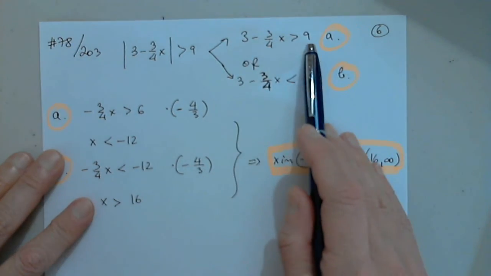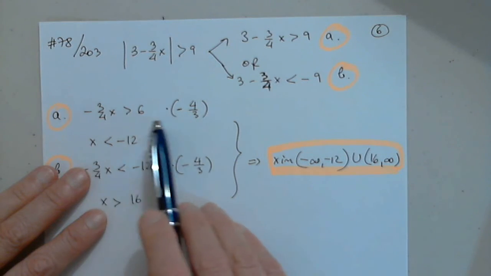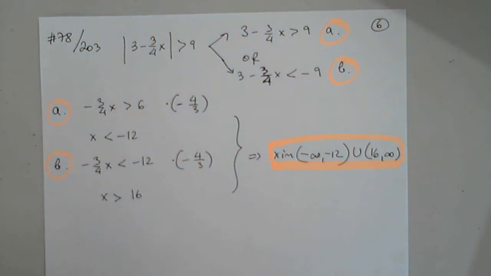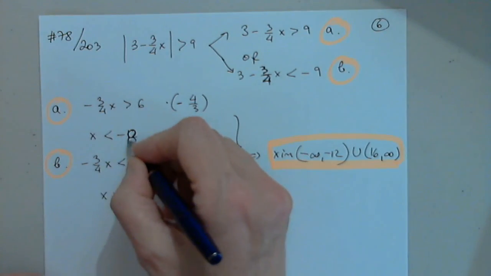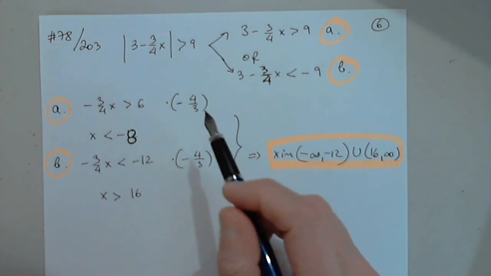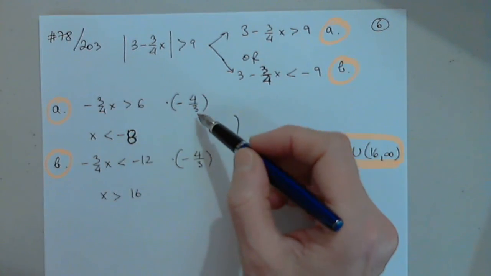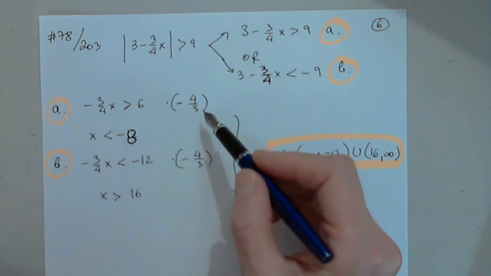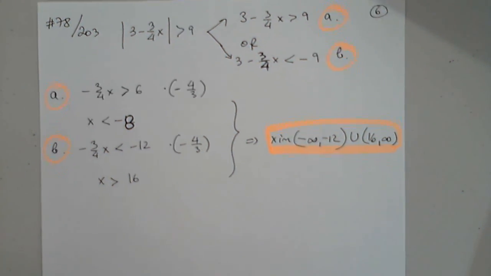So I'm subtracting 3, I get 6. I multiply by -4/3. Again, I did the same thing again. Nice. So this is -8. I'm glad I'm doing this video. So -4/3, that is correct. And we multiply by a negative number, so we have to switch the inequality symbol again. This is -8, correct. Okay.